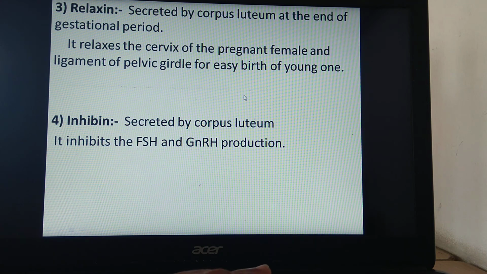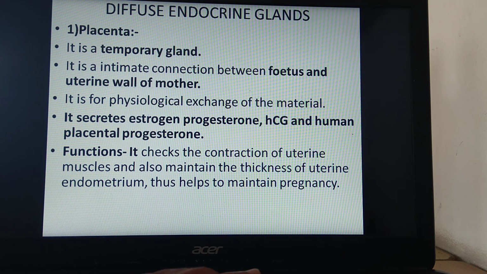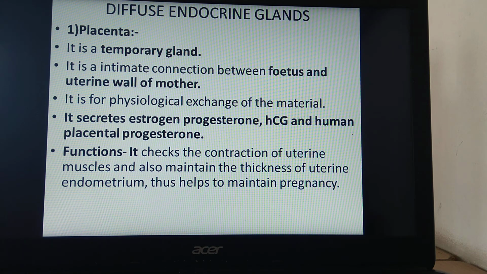Next to that, we are going to study about diffuse endocrine glands. What's the meaning of diffuse endocrine glands? That means these are not prominent glands, but they are found embedded in different organs. One of the diffuse endocrine glands is called the placenta. What is this placenta? It is a temporary gland. It is a connection between fetus and mother.